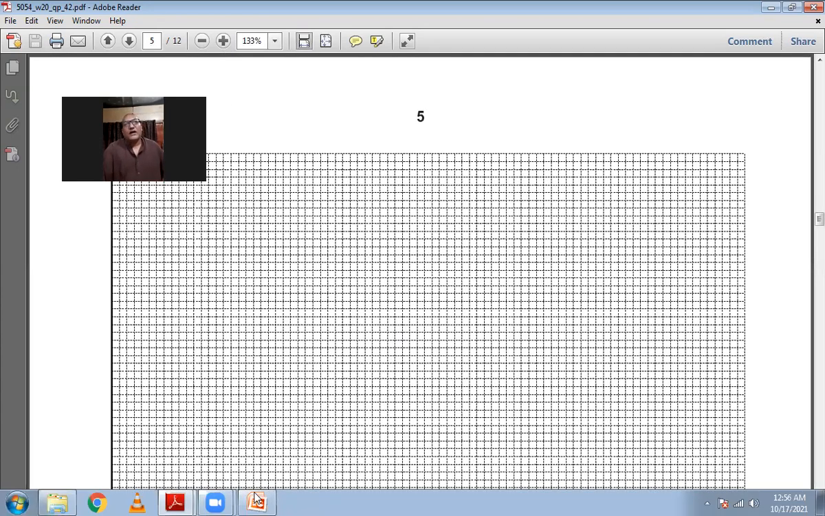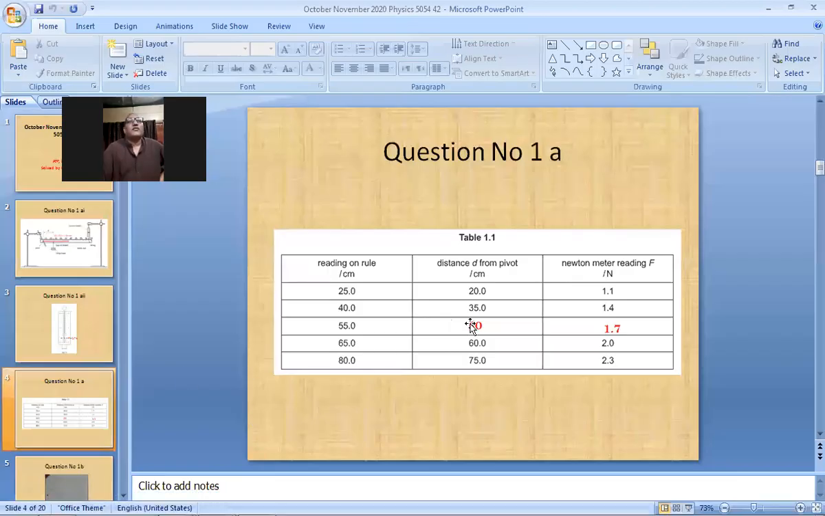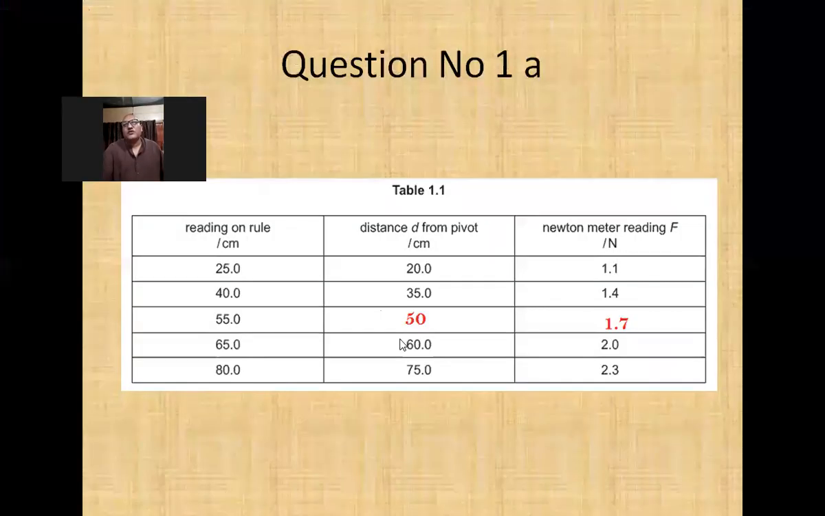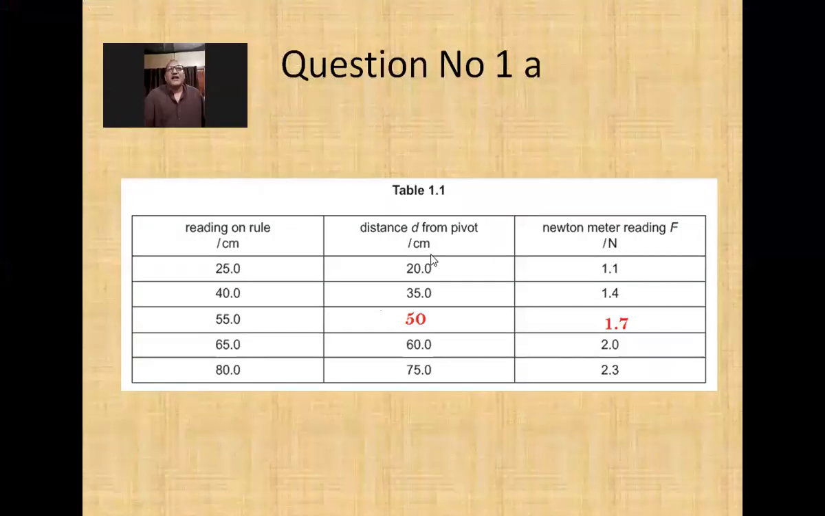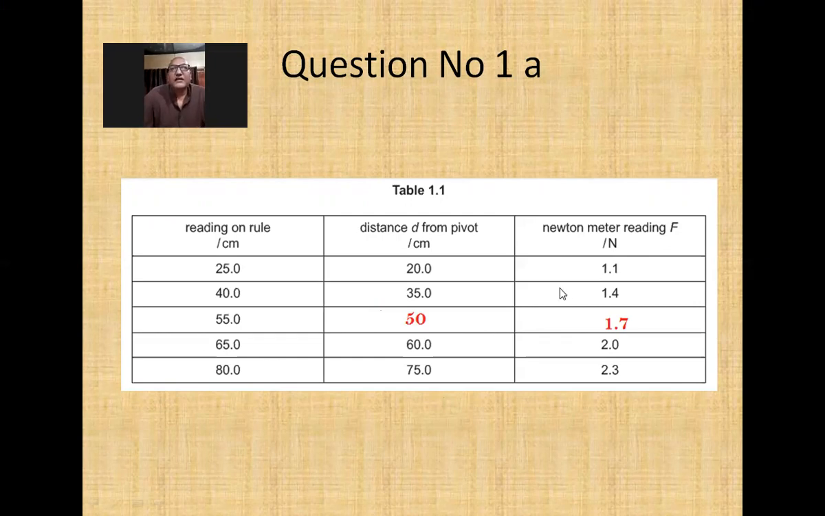Okay. So let me show you how we will do this. So this is that table. The D values will go on the x-axis and F values will go on the y-axis. You can see that the X values will start from 0 and the maximum D value is 75 centimeter. So according to this, I will make it. And the Newton meter reading goes up to 2.3. These values are going to be on the y-axis.